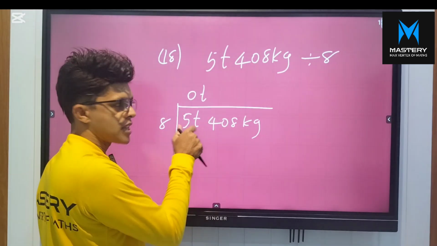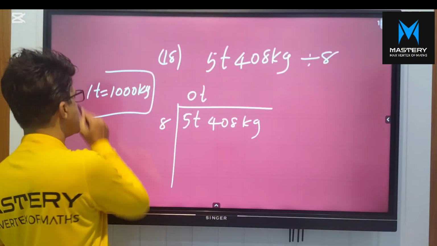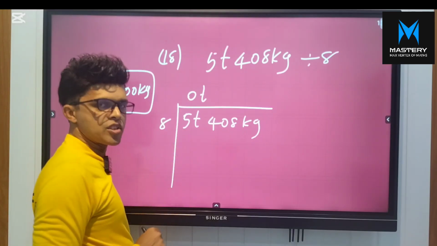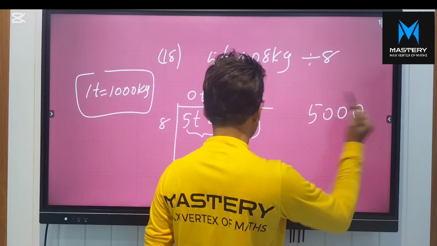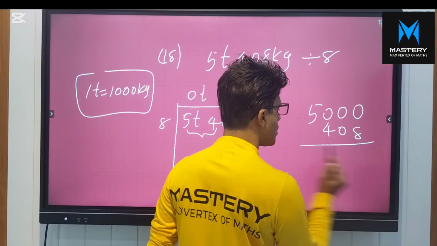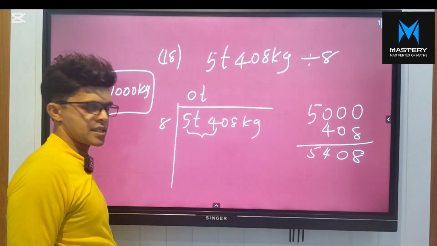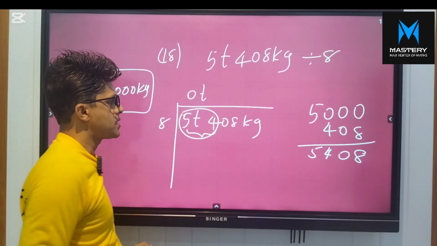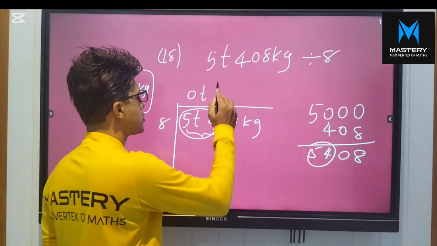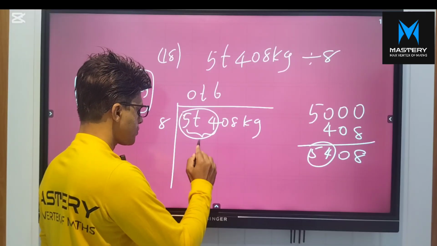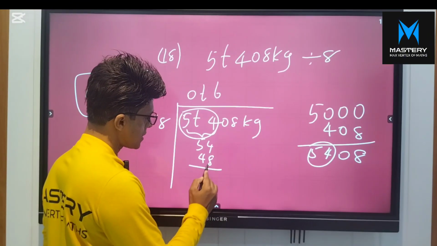Then after that, you need to remember that 1t equals 1000 kg. Therefore, instead of this 5t, we could take this whole segment as 5t meaning 5000, then 408. Really, we need to divide 5408 by 8. So this segment can be taken as 54. In 54, how many 8 times? 6. 8 times 6 is 48. Then 54 minus 48 is 6.